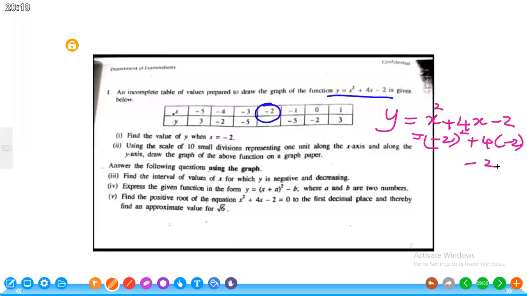Right, -2. Now here +4, -8, -2. Right? So the answer will be -10, -6. So find the value of y when x is equal to -2. y is equal to -6. Right?